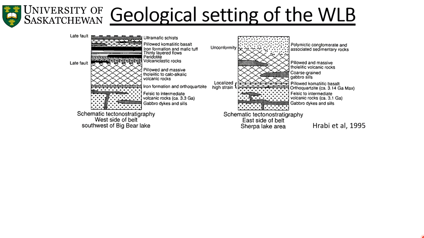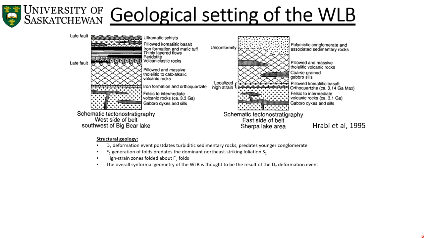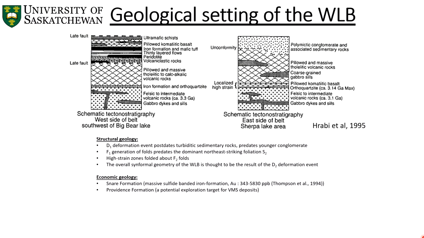A small overview on the structural geology of the belt. The D1 deformation event postdates turbiditic sedimentary rocks but predates the younger conglomerates. The F1 generation of faults predates the dominant northeast striking foliation S2. There are high strain zones, especially at the contact between supracrustal rock and basement, folded about F2 folds. The overall fold geometry of the Winter Lake belt is thought to be the result of the D2 deformation event.